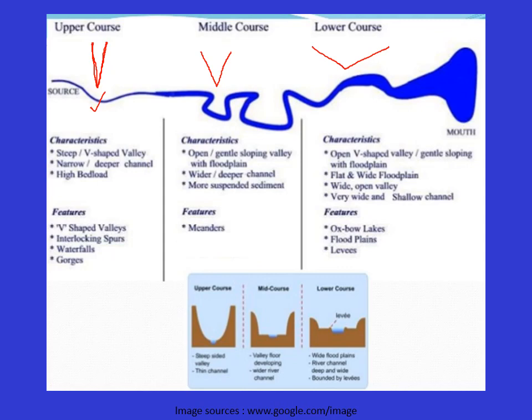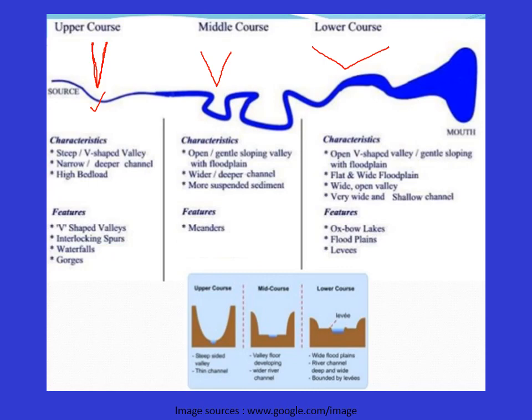And along with the energy condition of the river, different features are formed. In the upper course, mainly V or I-shaped valleys or gorges, interlocking spurs, and waterfalls are found. Mainly these are the erosional features. In the middle course, some erosional features, that is the meanders, are also formed, along with some depositional features such as point bars, alluvial fans and longitudinal bars.